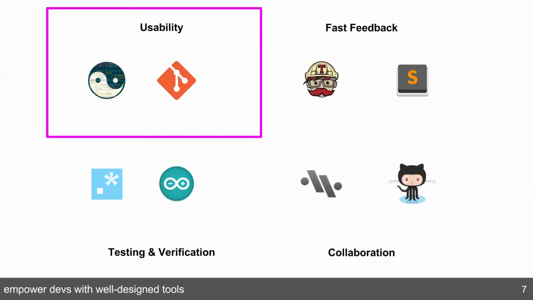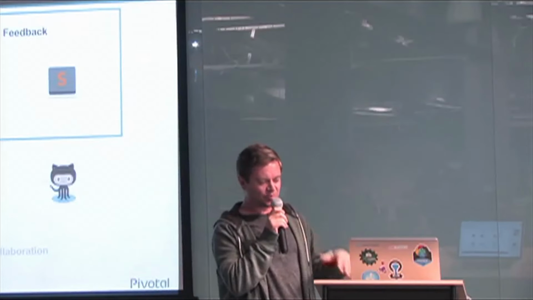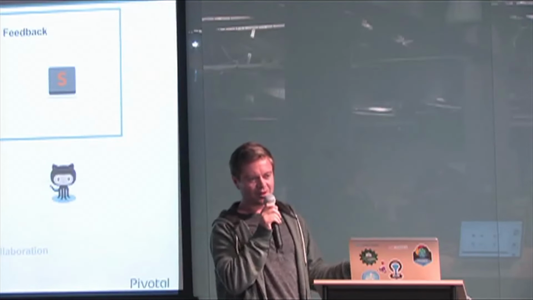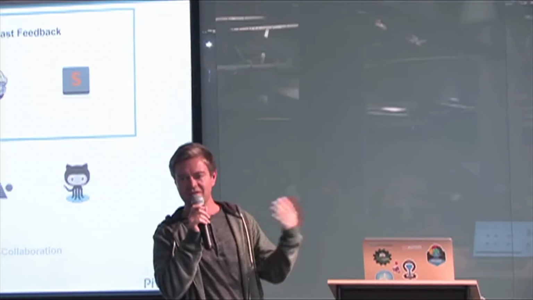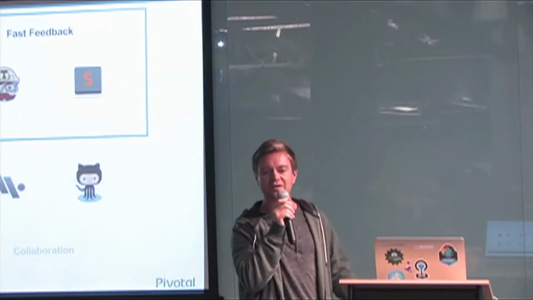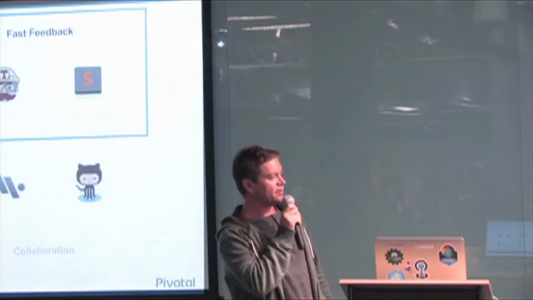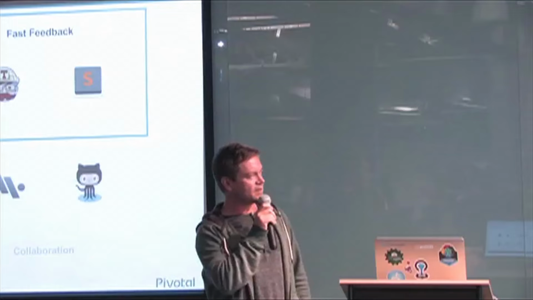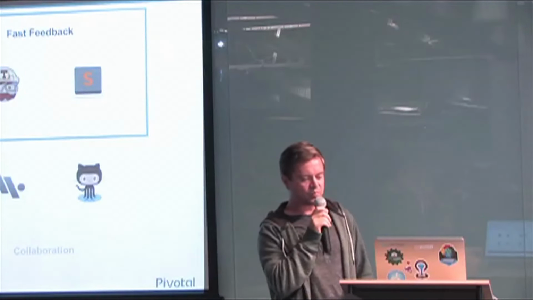I'm going to speak. The first part of my talk is about different ways of thinking about designing for technical people who do highly technical things and have really deep knowledge about very complex things, and how we try to make tools that make those complex things simple so they can do their work and evolve their learning together and make better products for us. So the four areas I think about are usability, fast feedback, testing and verification, and collaboration.